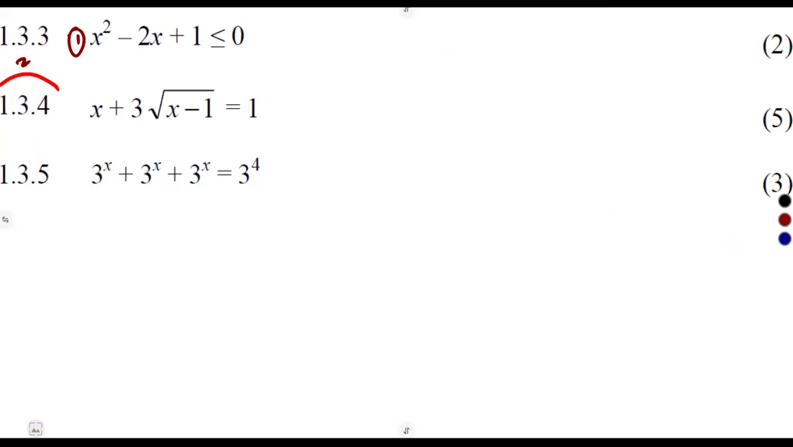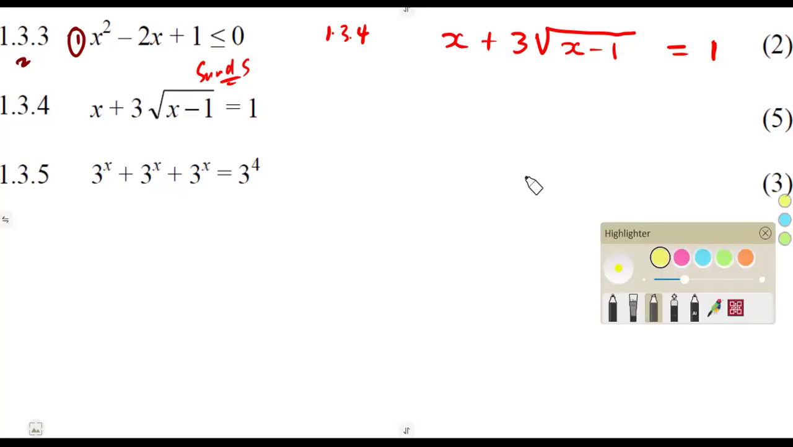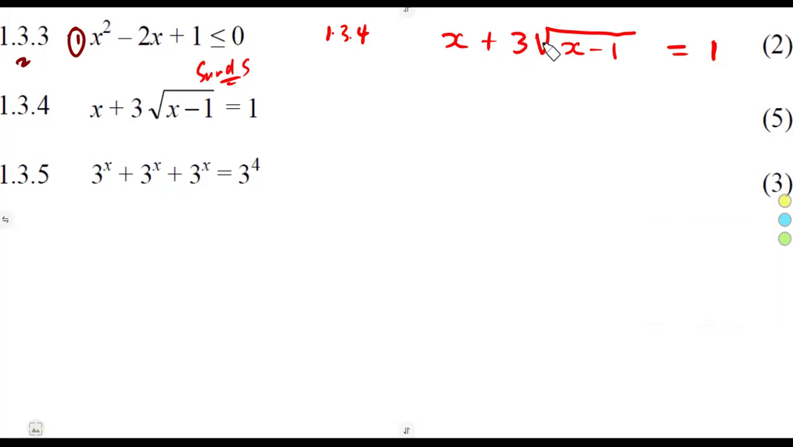1.34. Again, we are solving for x. These are equations we have under our sets. So let's see what we're supposed to do here. x plus 3 into the square root of x minus 1 is equal to 1. So what can we do in this case? Remember, we are supposed to make the square root part the subject of the formula. You can get rid of the 3, or you can even leave it, because it is a product.